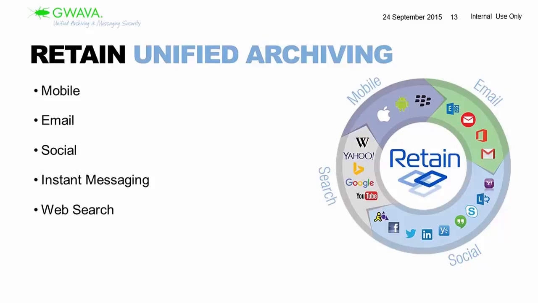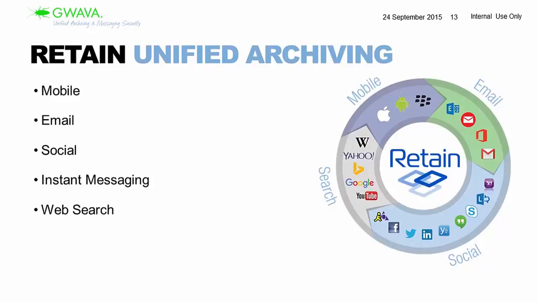And another step that Retain does is with web searches. As your employees are using Wikipedia, Yahoo, Bing, Google, or YouTube, as they search using those search engines, what they're searching is monitored and filtered, and then it's also archived. It's not archiving what they've gone to, but it's archiving what they've searched. So once again, giving you a layer of protection to be able to ensure that your employees are not doing things that they shouldn't be, and you can have proof of that.